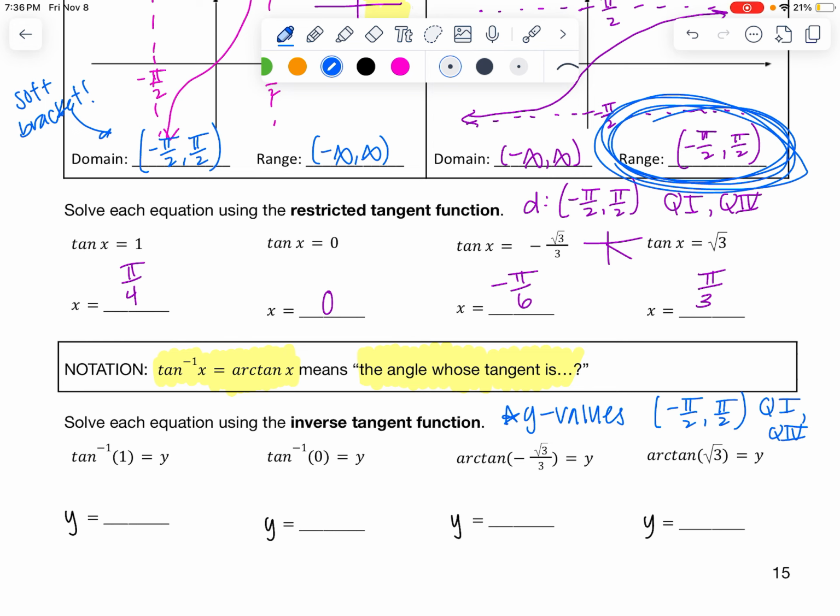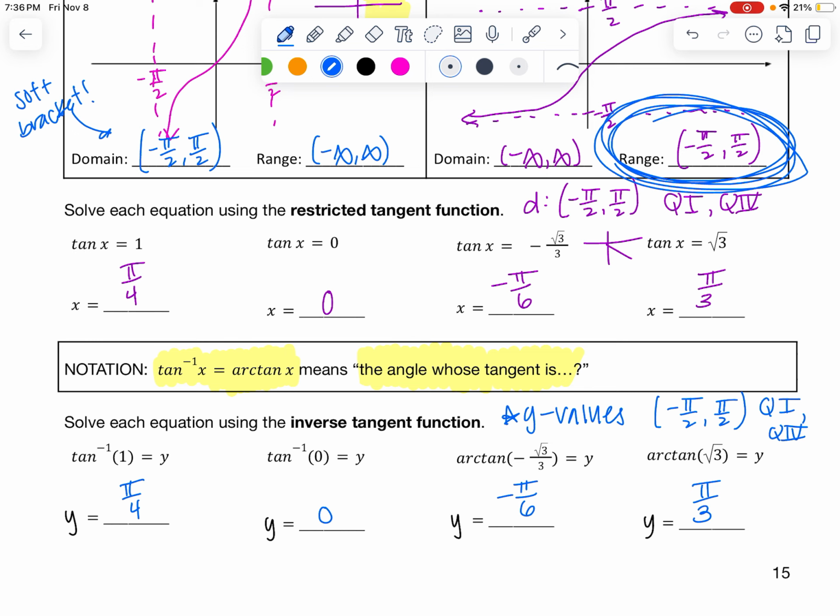So for the first example, you're thinking what angle measurement whose tangent is 1? You're going to say pi over 4. Second one, what angle measurement whose tangent is 0? This is just 0. The third one, what angle measurement gives me a tangent of a negative radical 3 over 3? This is a negative pi over 6. And then the last one, what angle measurement gives me a tangent of radical 3? This is just pi over 3.